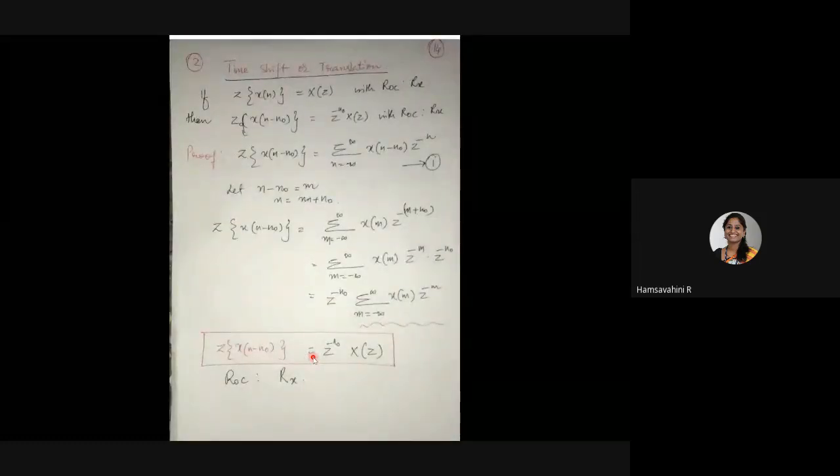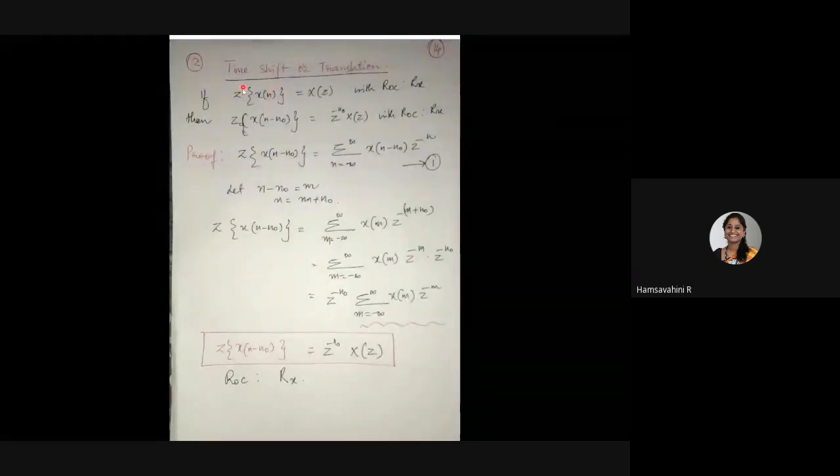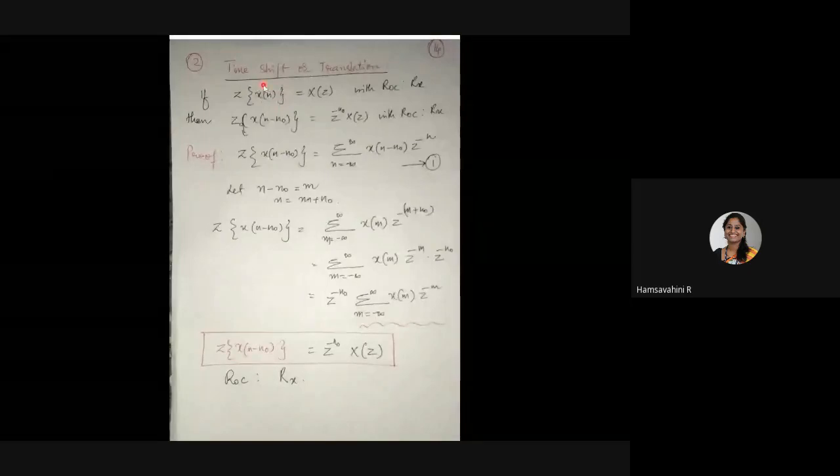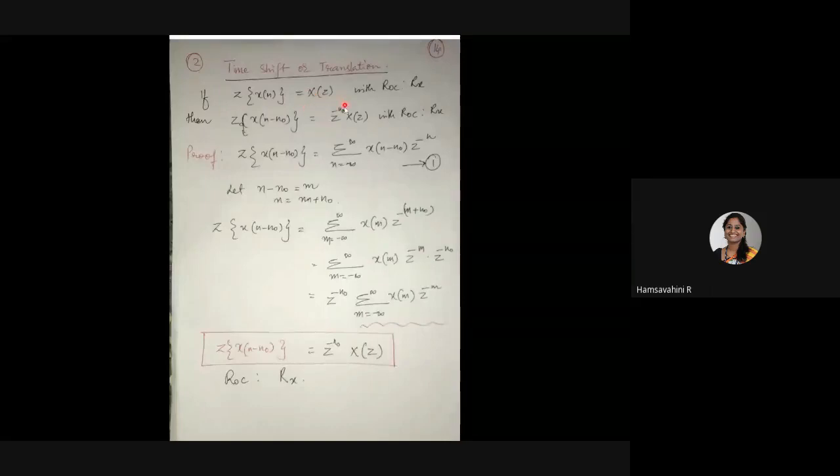The next important property is the time shift or translation property. Suppose I have a discrete time signal x of n, whose Z transform is represented with x of z and ROC is Rx. Suppose I shift x of n by n naught units, where n naught can be positive or negative. In that case, the Z transform is given by x of z multiplied by z power minus n naught.